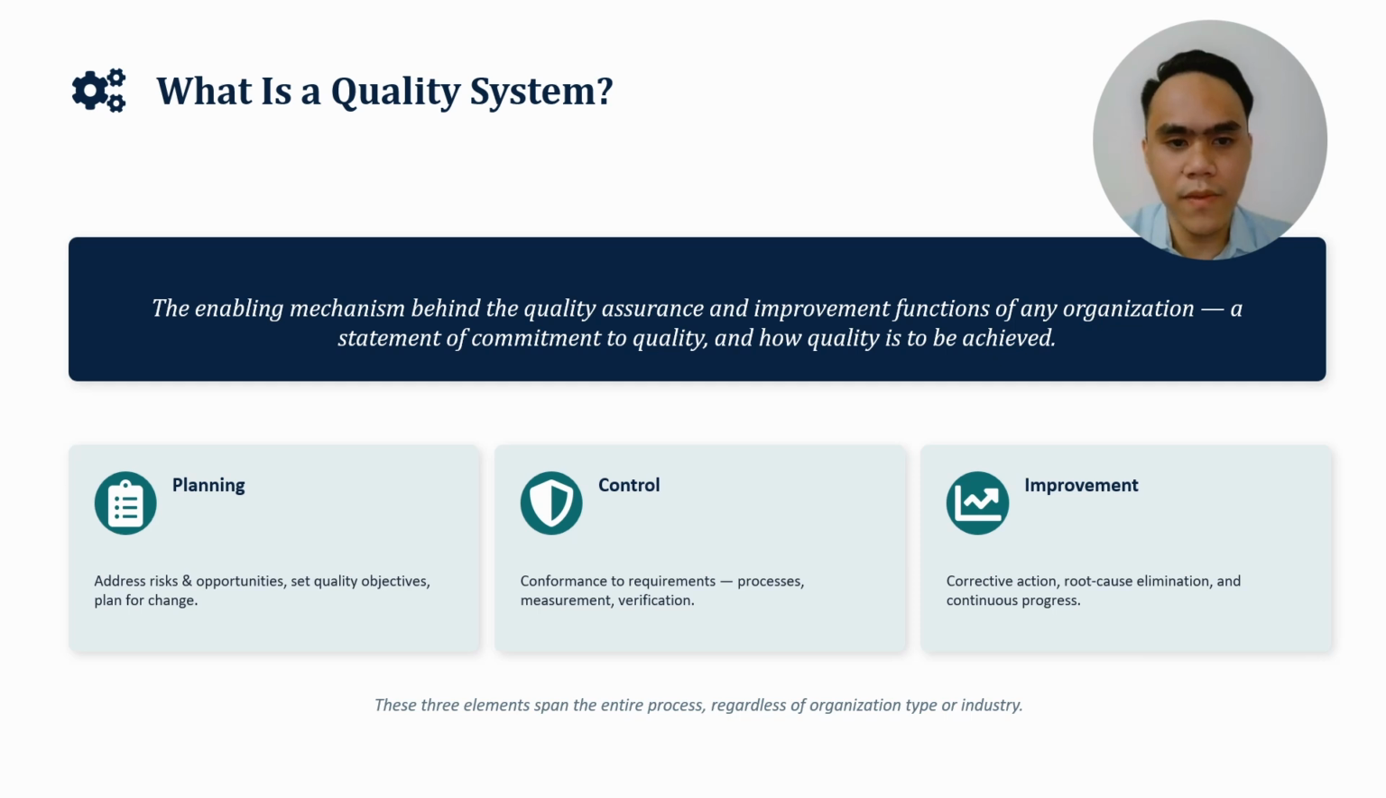So that means setting quality objectives and planning for change before problems occur. Control is about ensuring conformance to requirements once things are running, like processes, measurement systems, verification steps. And improvement is about corrective action, eliminating root causes, and making continuous progress rather than just maintaining the status quo. We'll spend time unpacking all these three later on, but it's worth remembering as we go. These elements pertain to all functions in the organization, not just the quality system, which brings us to the four specific functions.